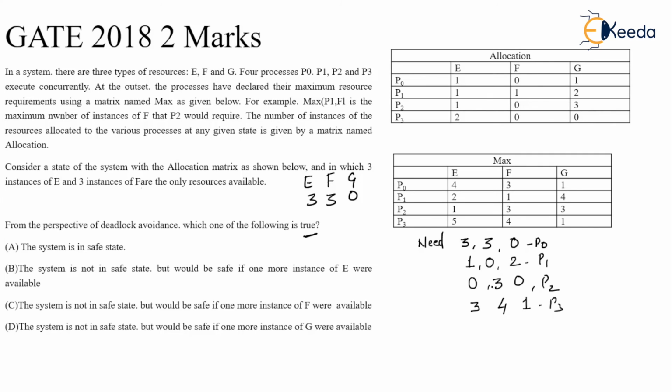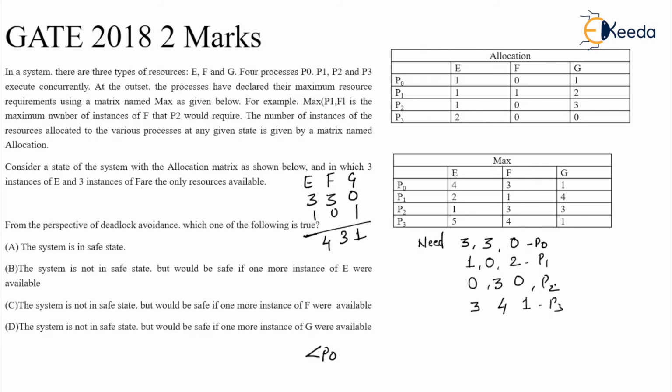Okay, so now can I satisfy any request? Yes, a request can be satisfied here, and that request in this case is P0, because 3 3 0 is exactly available. Even P2 can also be satisfied with this, 0 3 0. P1 cannot be satisfied with 3 3 0. P0 is satisfied, so 1 0 1 is allocated to it. So now we are left with 1 0 1, and now we are left with 4 3 1.